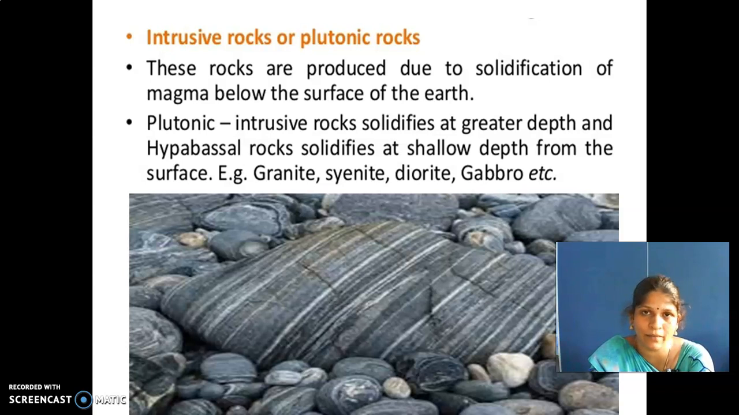Plutonic is an example of the intrusive rocks. Intrusive rocks solidify at greater depth, and hypabyssal rock solidifies at shallow depth from the surface. Examples: granite, syenite, diorite, gabbro, etc. Yes, children, here, intrusive rocks.